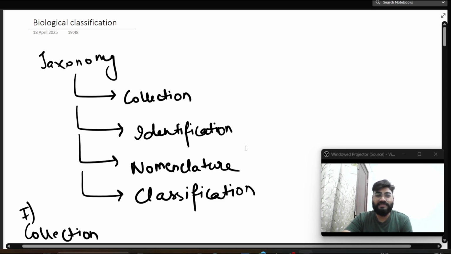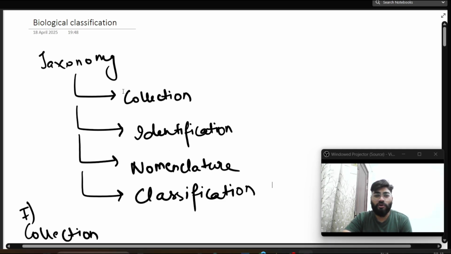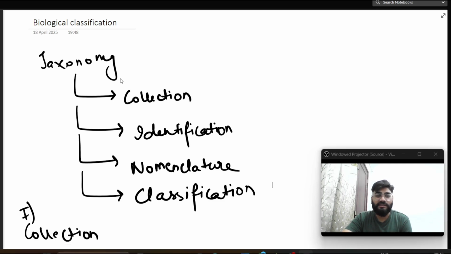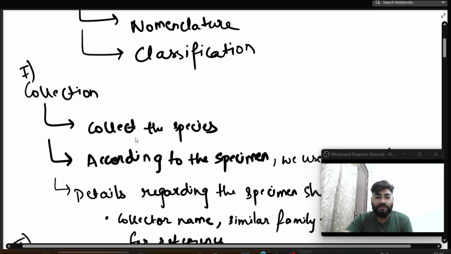What exactly is taxonomy? Taxonomy is the science of studying the naming of organisms. When we are talking about taxonomy, we have four different steps that we have to follow for achieving the taxonomy of the organism. First, we have collection, then identification, then nomenclature, then classification. What exactly are all of these things? We'll go into the detail of it. Let's go for the collection.